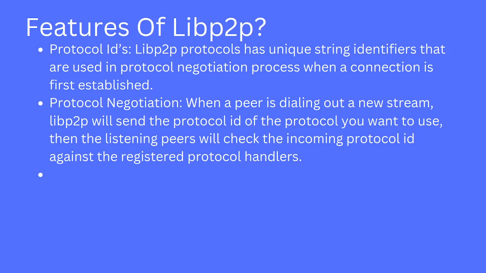So we're going to talk about the features of Libp2p. There are other features of Libp2p, but I chose these two to talk about. First we have the protocol IDs. It says here that Libp2p protocols have unique string identifiers that are used in the protocol negotiation process when a connection is first established. So it says it all: Libp2p protocols have unique string identifiers, used in the protocol negotiation process.